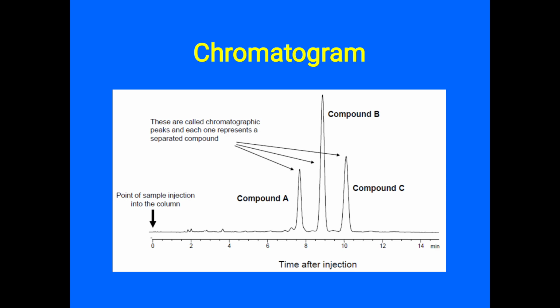This is a chromatogram. These are called chromatographic peaks, and each one represents a separate compound. For example, compound A, compound B, compound C. After the injection, point of the sample injection into the column. Start with 0 and stop time 15 minutes.